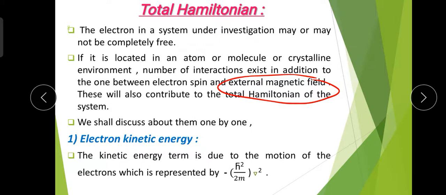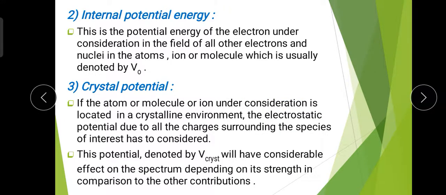Why does the electron possess this energy? Because of the motion of the electron, it must have kinetic energy, and this is equal to minus h cross square by twice m del square, in quantum mechanics. Now the second type of energy is the internal potential energy.